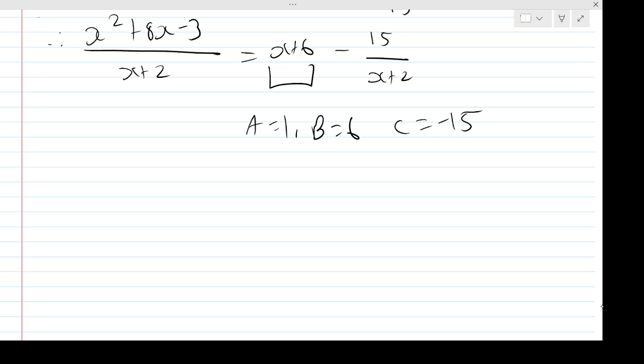But yeah, so that's long division, polynomial division. There's loads of different names for it, but it's just dividing polynomials, right?